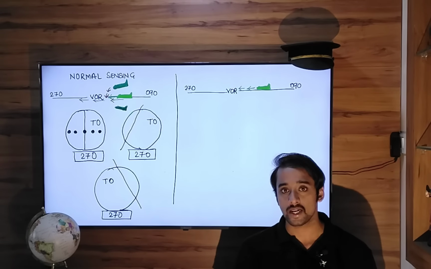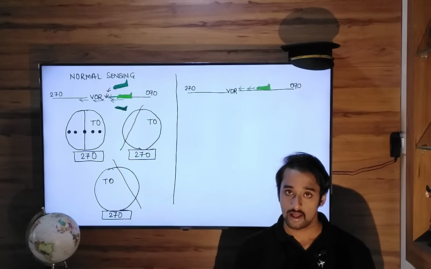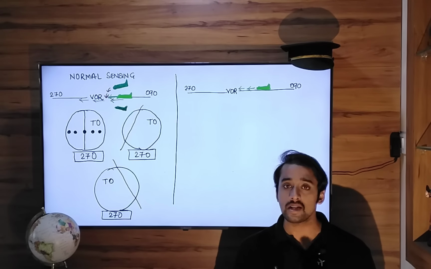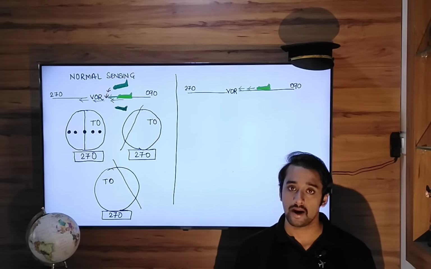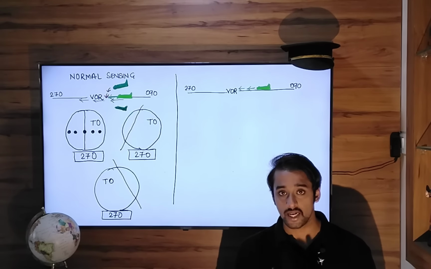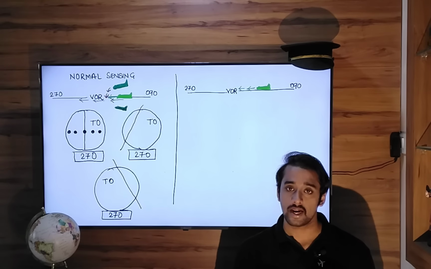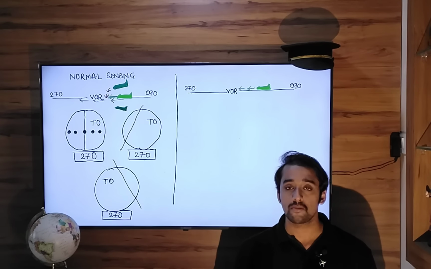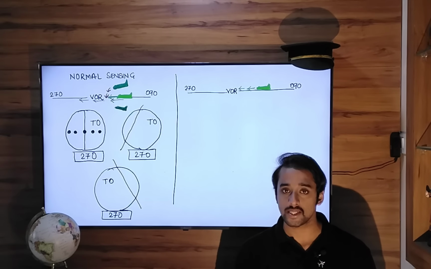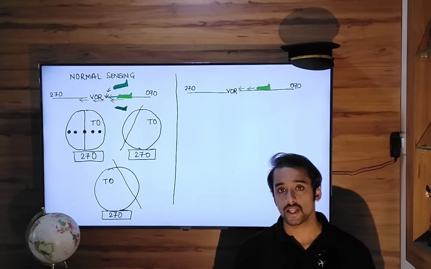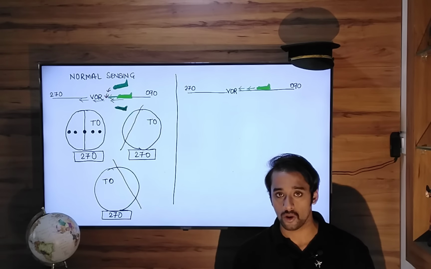Like in the case of the turn and slip indicator, you follow the ball. If it is slipping, the ball will move inside of the turn. So if the ball goes left, you press the left rudder pedal. If the aeroplane starts skidding, the ball will be thrown towards the right hand side, and as a result, you will press the right rudder and then establish a coordinated flight. Similarly, in normal sensing, if the CDI needle moves left, you go left. If it moves right, you go right.